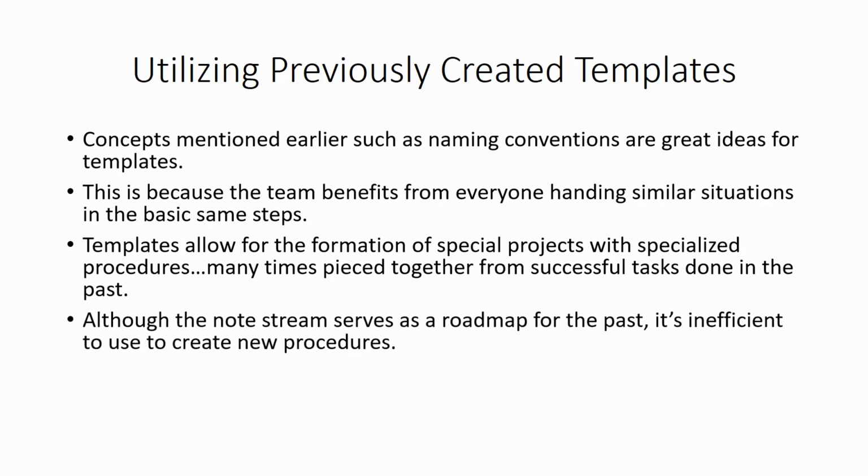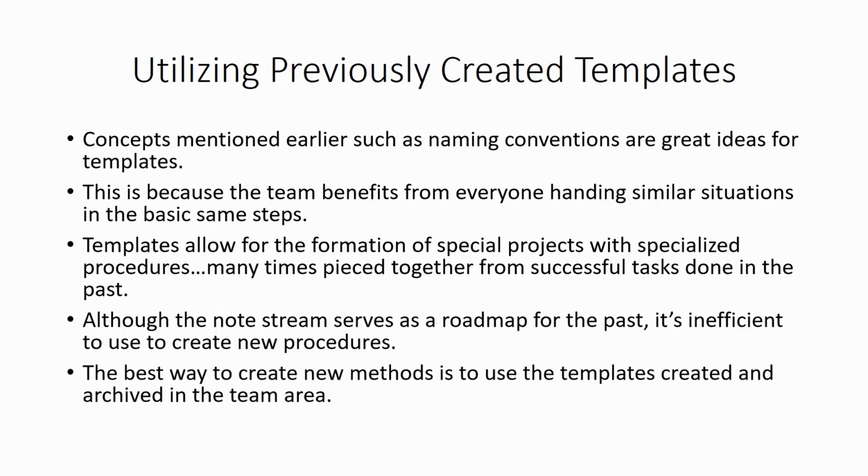Now, although your individual note stream in Evernote serves as a roadmap for the past, it's inefficient for creating new procedures. If you had to search through all of the old notes to find something specific and piece it together to determine what to do in the future, that would take a long time and would probably be almost impossible. Having a template in place, though, makes this process very easy. As a result, the best way to create new methods and new processes is to use templates that have already been created and archived in your team area.